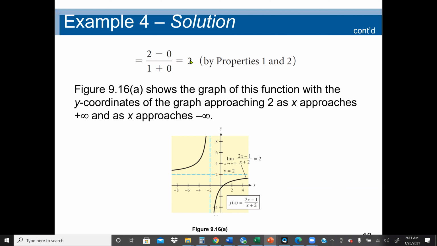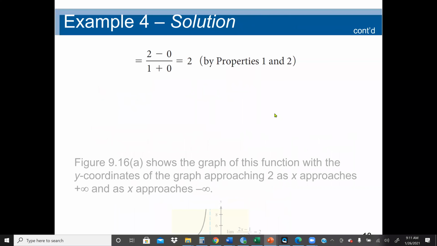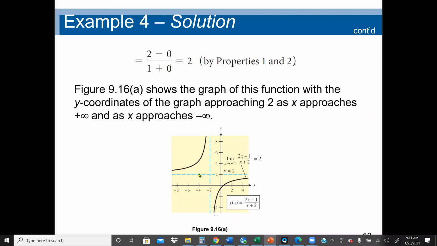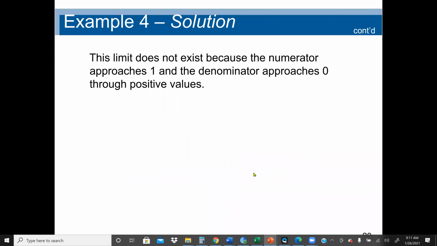So the answer we get from the question here, this is question A. If we solve this, the answer will be 2. But since the limit approaches positive or negative infinity, the answer we get here will be a horizontal asymptote. So when we look at the function, we can see the 2 horizontal. The function will never touch the 2. It will get close to it, but it will never touch it. And that's what they are explaining here for us.